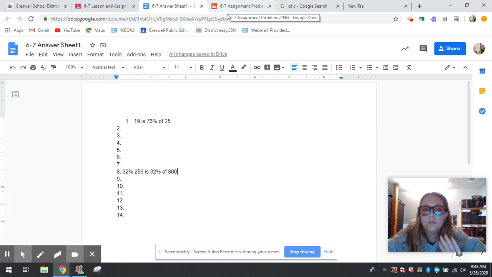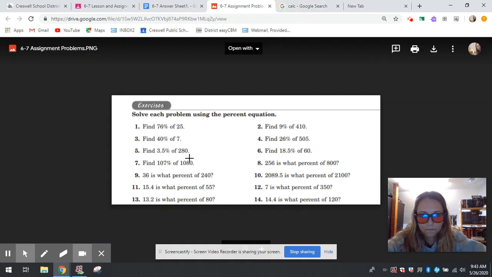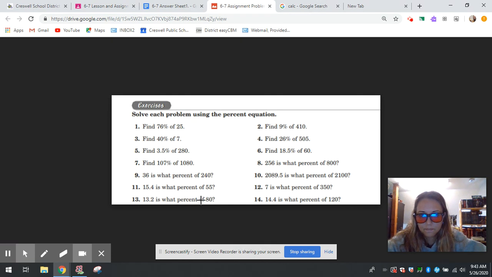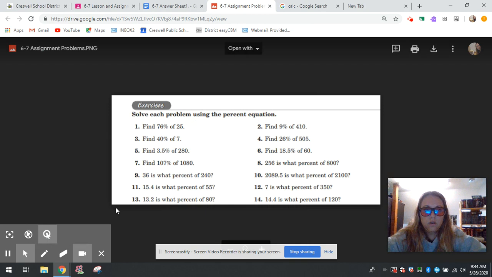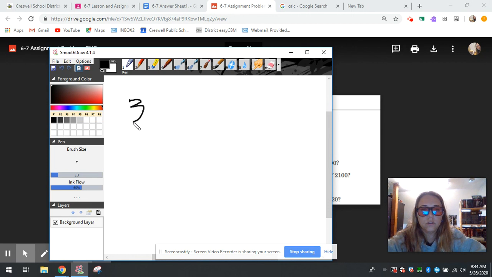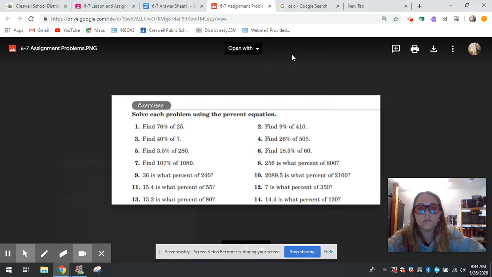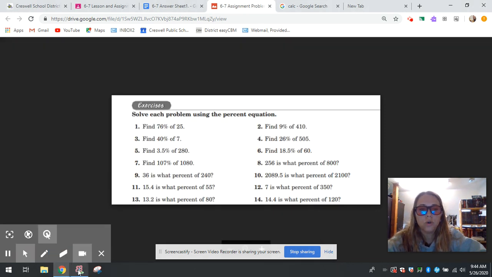Okay, let's do one last one. These ones are all set up the same way now, so it's just the same steps. So I'll do number 9. 36 is what percent of 240?